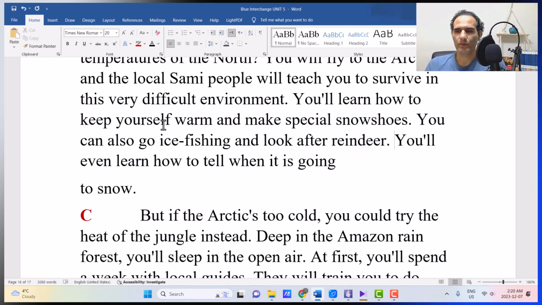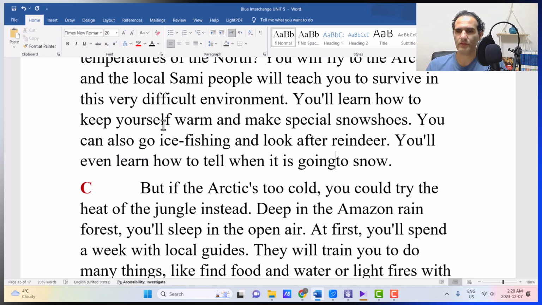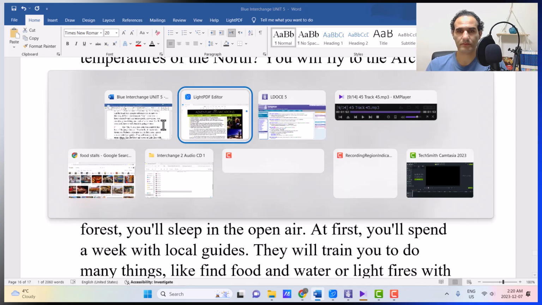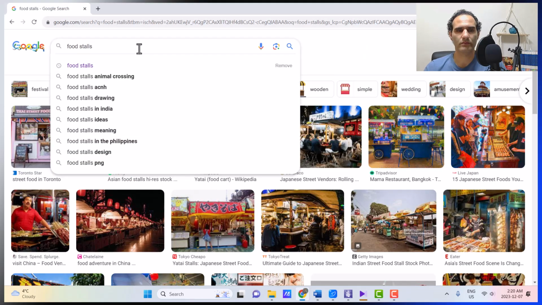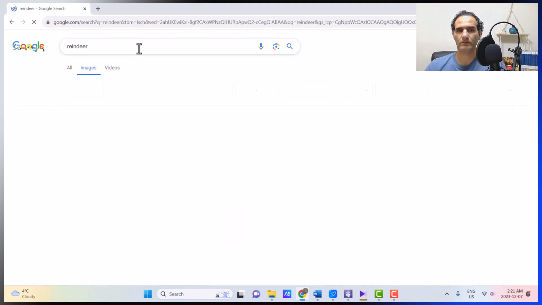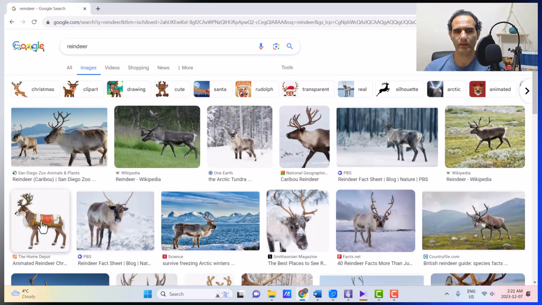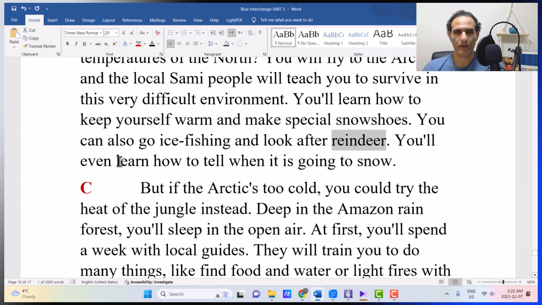I will show you a picture of that. You will even learn how to tell when it's going to snow. So you can also learn even when it is going to snow. Reindeer. What is it? This is reindeer, like deer. Okay, and part C.